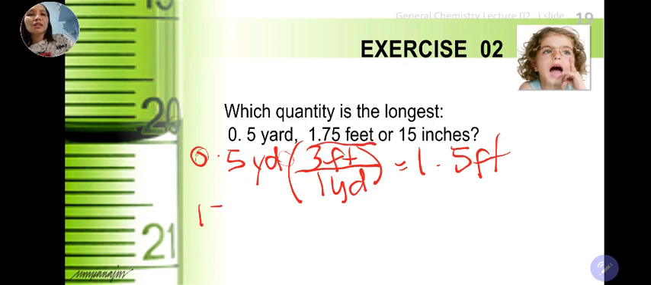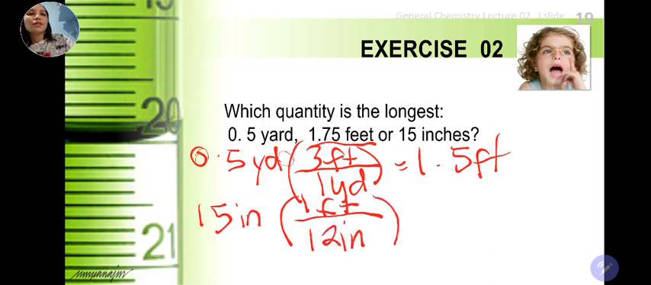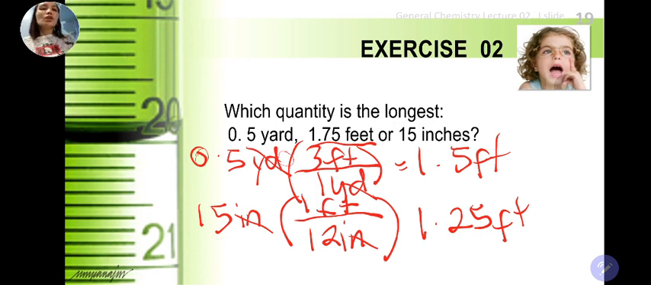15 inches, convert natin sa feet. 1 foot is equal to 12 inches. Yan yung conversion factor natin. So, 15 divided by 12 is equal to 1.25 feet. So, ano yung longest quantity natin kung madedetermine natin?